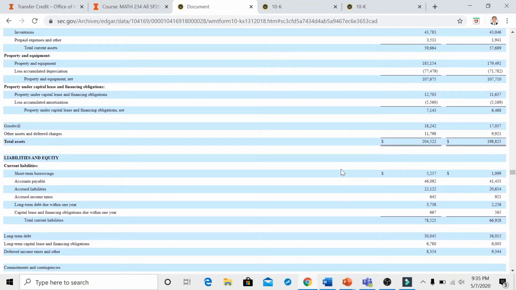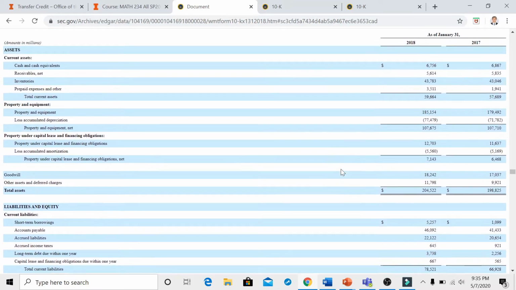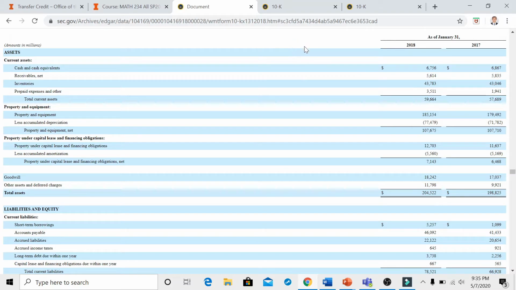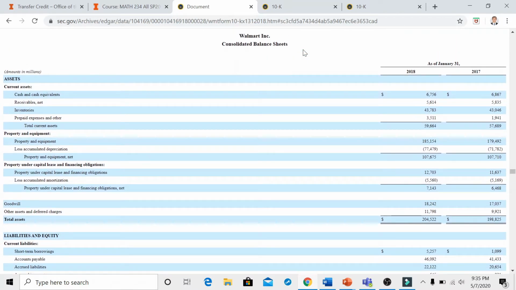I really implore you guys to spend 10 minutes looking through the SEC filings and understanding what some of these statements look like, just to get more comfortable with them, because you can never get too comfortable with financial statements, especially if you want to be a banker. So let's get into the last financial statement, which is the statement of cash flows.